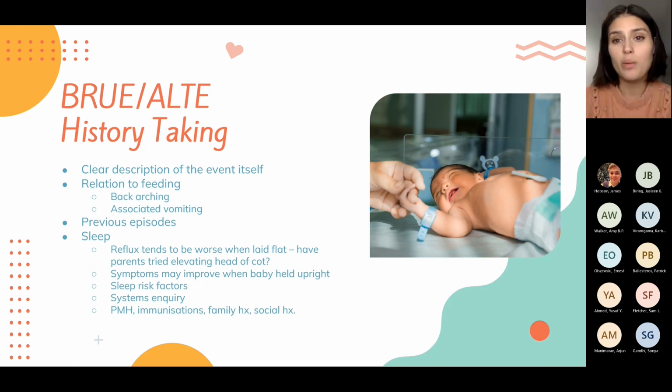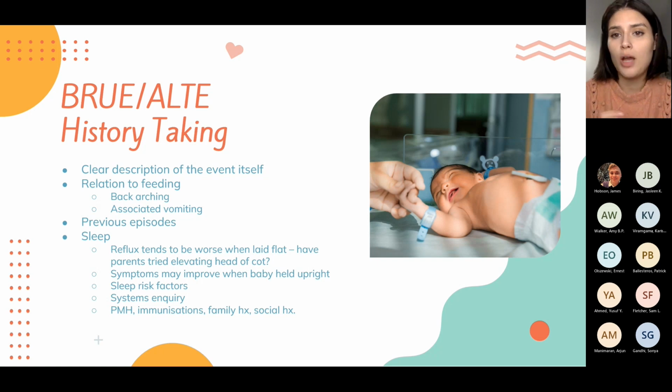So are they co-sleeping with parents? That's not really advised. Have they got a lot of toys and blankets and things in their cot? Things like that. You can have a look at the safe sleep guidelines that they put out nowadays. They change quite often, so it's good to keep up to date with that.